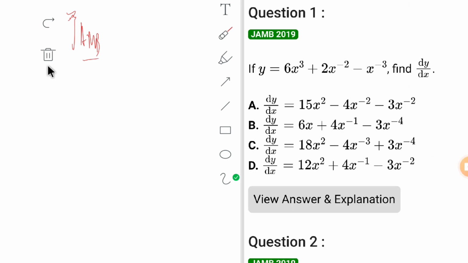The first question we have on our list is 6x cubed, plus 2x raised to power minus 2, minus x raised to power minus 3. All right, so I believe you can see this clearly. If you can't see it, still let me know so I know how to work on it. So if this is the first question, how do you differentiate? Now, it's very, very close to your exam, so we won't be wasting time on this.